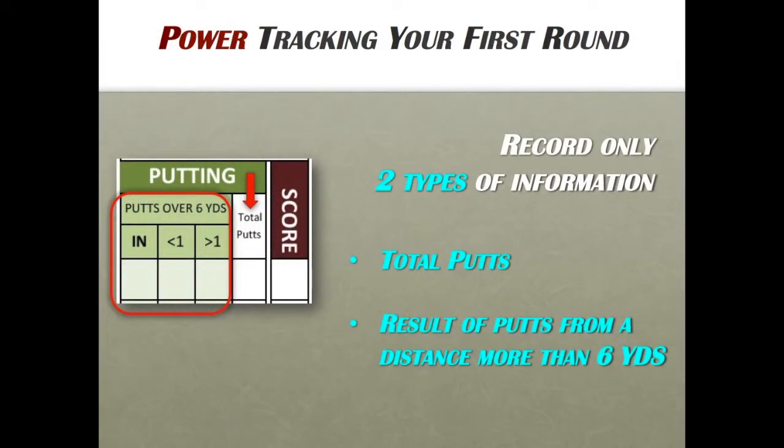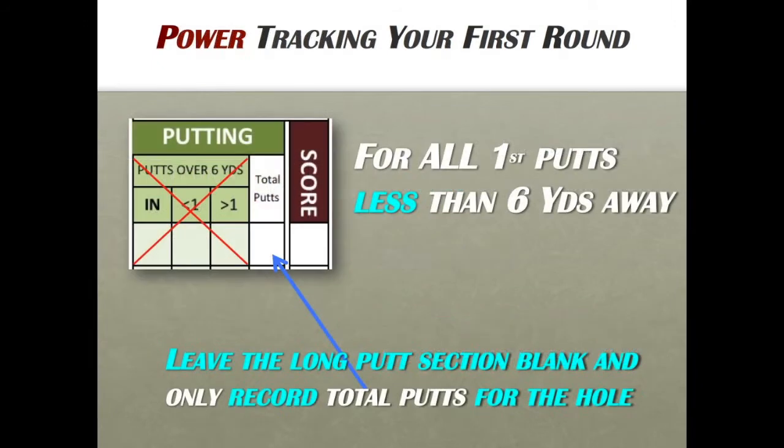When tracking your putting, the most important thing to remember is that you will record only two types of information. For every hole, you will record the total putts you had on the hole. The only other information you record is to track the result of all first putts from a distance longer than 6 yards from the hole. This means if you hit your approach shot on the green 5 yards from the hole, you will record the total putts for the hole, but you will leave the long putts section blank.